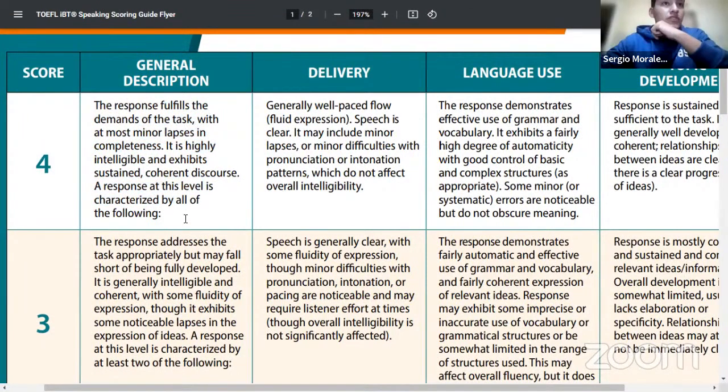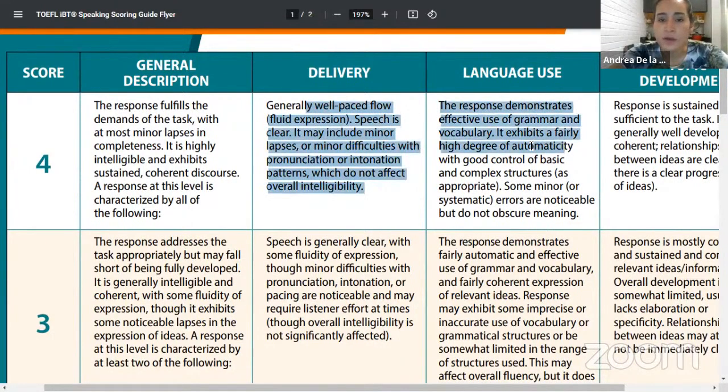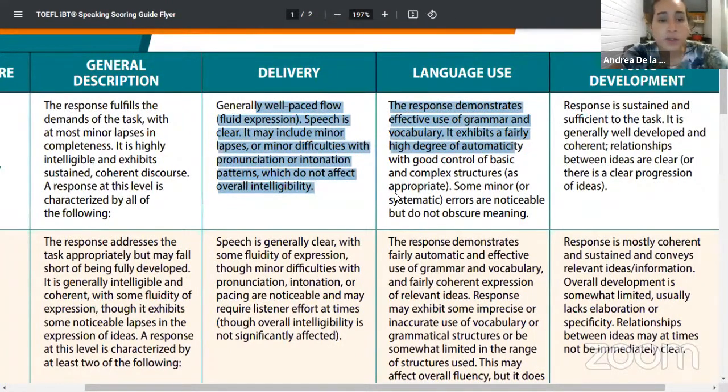The response fulfills the demands of the task with at most minor lapses in completeness. It is highly intelligible and exhibits sustained coherent discourse. A response at this level is characterized by all of the following.